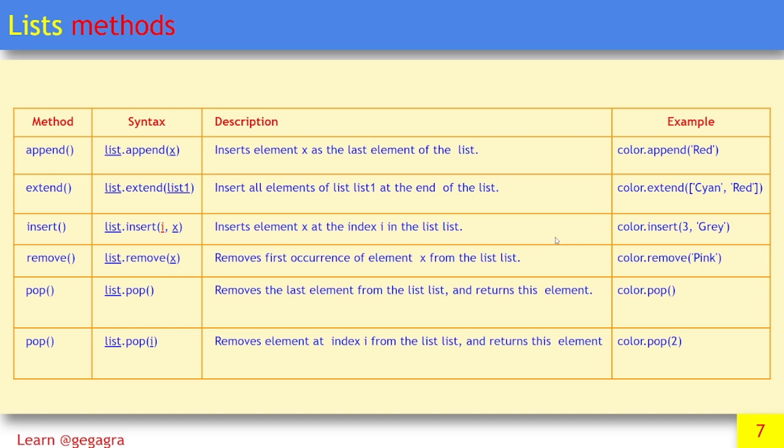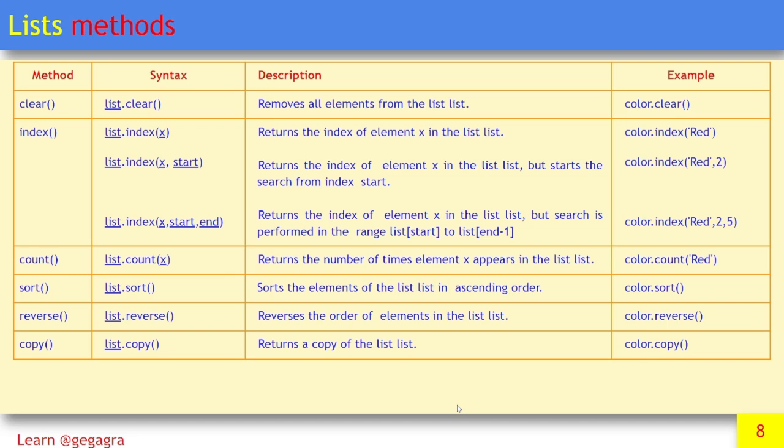Hope this is clear. So these are the functions I'll be using with the list class. The next, see here, clear. If elements are there in the list and you want to clear them, this function clear will remove all the elements from the list. So color.clear, and all the elements of the list are deleted.